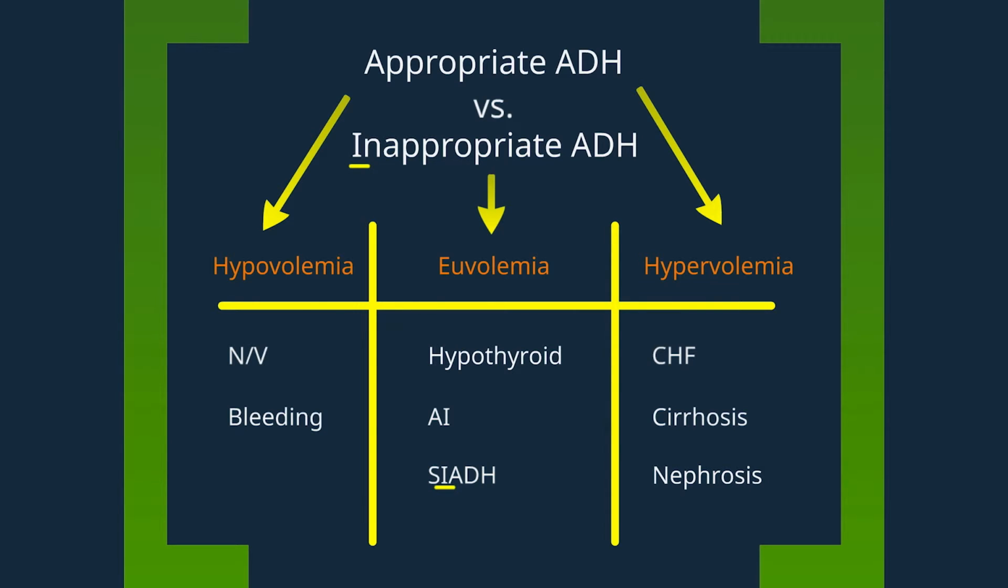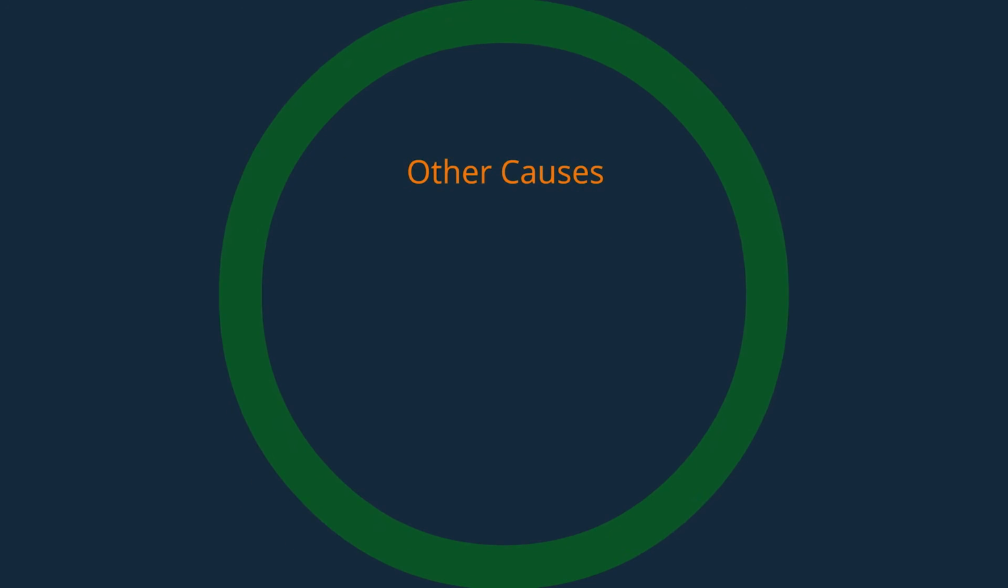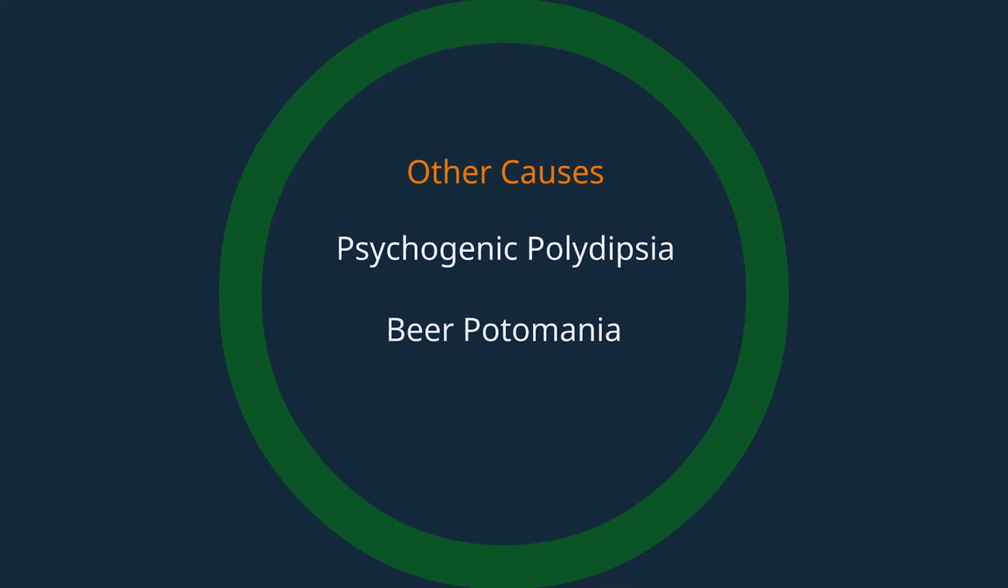Inappropriate ADH is ADH stimulated in the setting of normal volume status. Hypovolemic patients and hypervolemic patients have intravascular volume depletion and have appropriate ADH secretion. We'll revisit this shortly. Other causes include psychogenic polydipsia, beer potomania, and tea and toast diet.